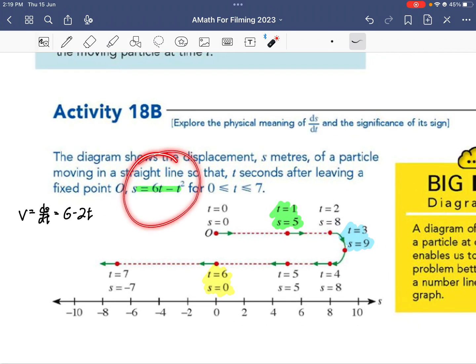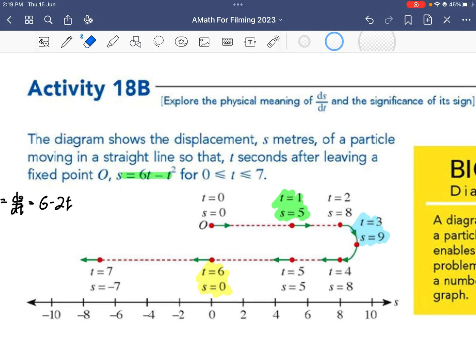So for example, what they give you here is the displacement, 6t minus t squared. That's the equation governing the displacement. So to get velocity, I differentiate. My velocity is you differentiate s with respect to t. What I get is 6 minus 2t, which is what I've written out down here.